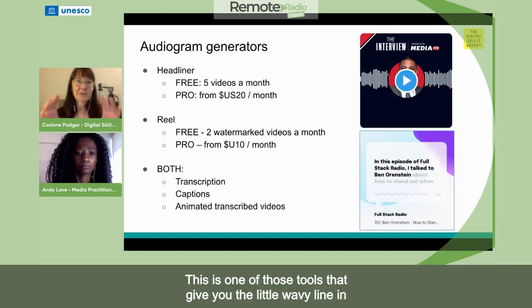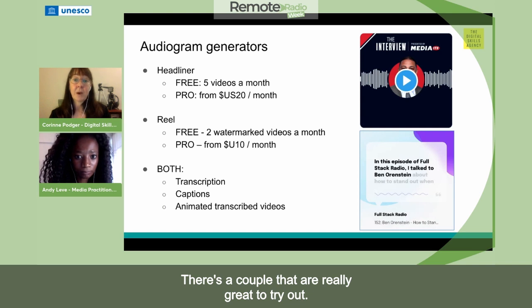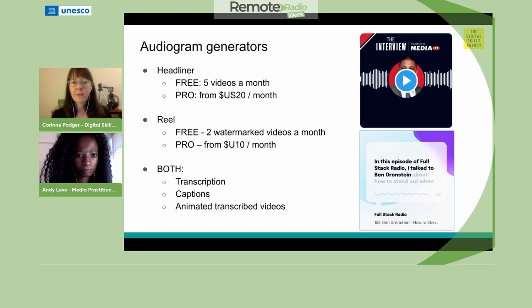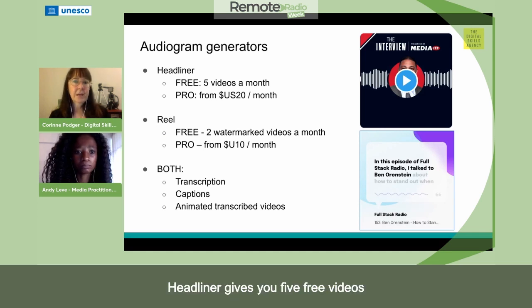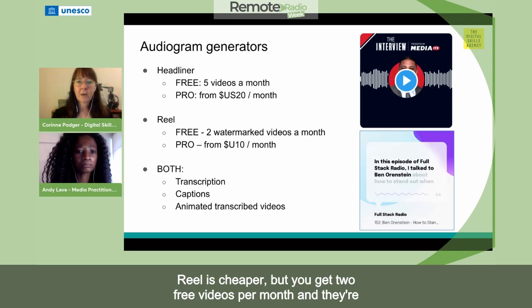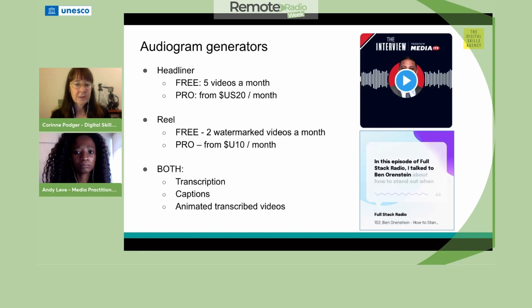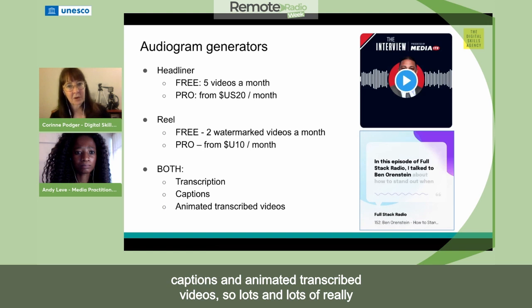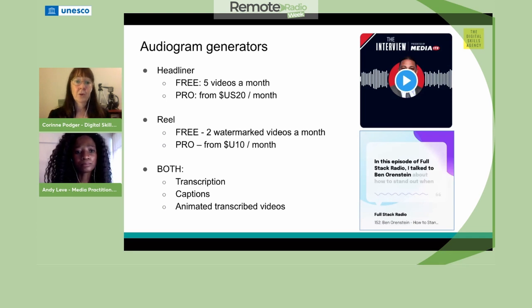Audiogram generators. These are those tools that give you the little wavy line and the script on the screen. There's a couple that are really great to try out. One is Headliner, the other one is Reel. They both offer a certain amount of free stuff. Headliner gives you free, I think it's 5 videos per month, and there's no watermark. But then if you go pro, it's a bit more expensive. Reel is cheaper, but you get 2 free videos per month and they're watermarked. So try both, see what you think. They do both offer transcription, which is brilliant, and captions and animated transcribed videos. So lots and lots of really cool things to try out there to give your audio greater reach on social.